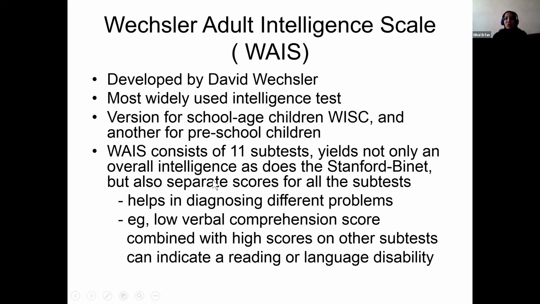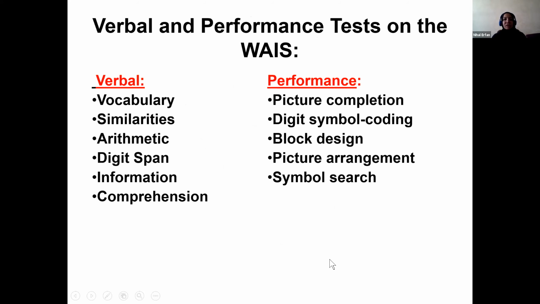The WAIS consists of 11 subtests. It doesn't just give you an overall intelligence score, but it gives you scores on subtests. So if somebody's IQ is, let's say, 100, the number in itself is not of as much value as the actual scores on the subtests. The reason is that some of these subtests indicate certain strengths or weaknesses that you can tap into and improve. So it helps us in diagnosing different problems. For example, a low verbal comprehension score combined with high scores on other subtests can indicate a reading or language disability.